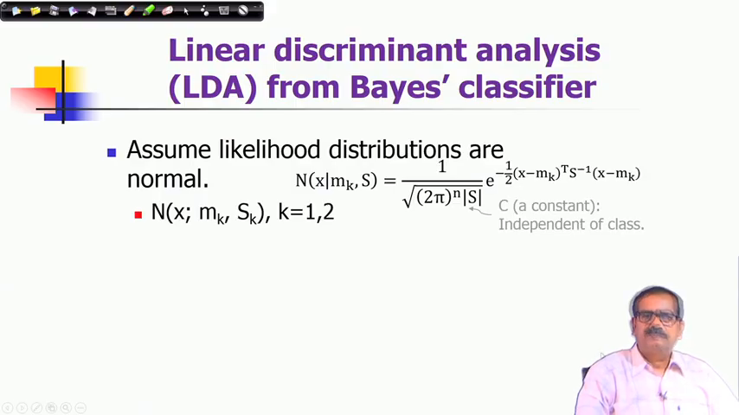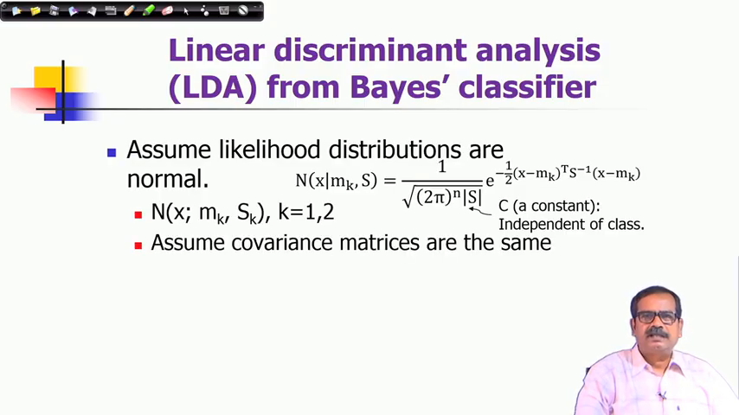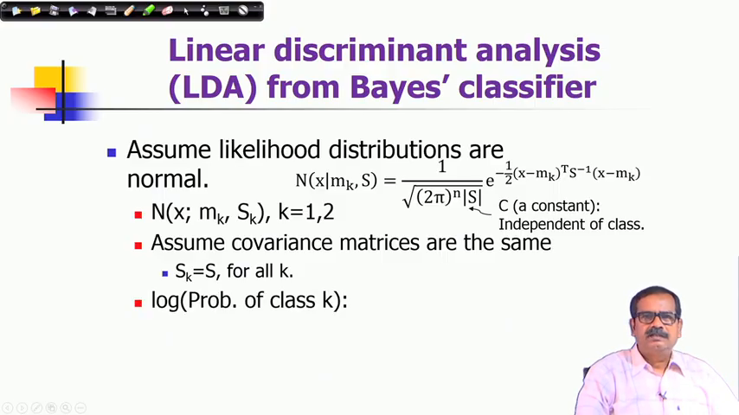This is how the probability density function in the multidimensional space looks when it is a Gaussian distribution. Just to simplify these expressions, we considered the denominator part as a normalizing part of this probability density function, and in this case this is constant. We are assuming that every class has the same covariance matrix. That is an assumption here. So, assume covariance matrices are the same, then only we can do this job. So, S k equals S for all k.